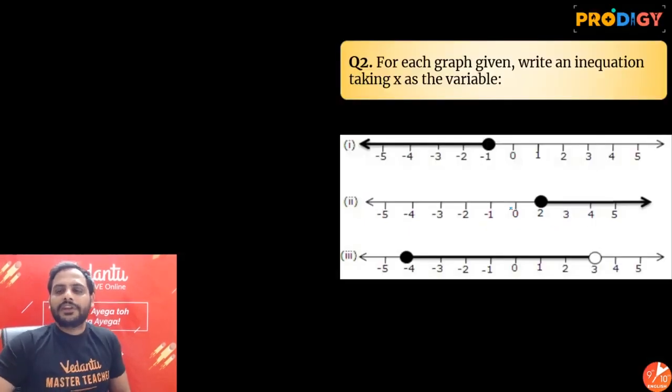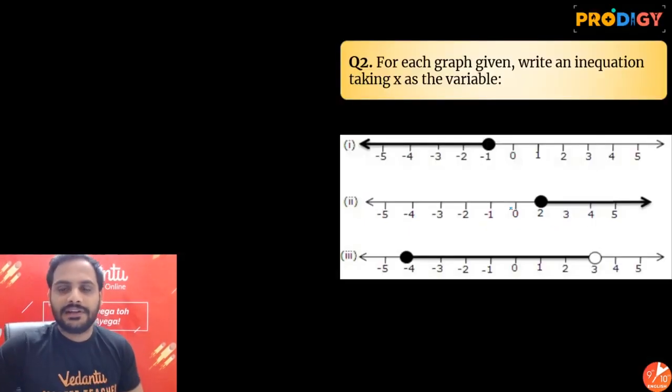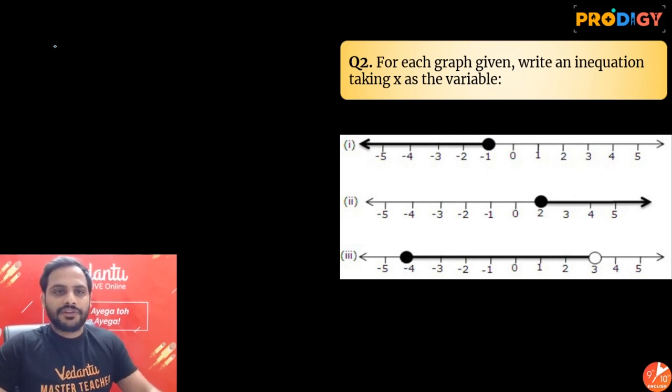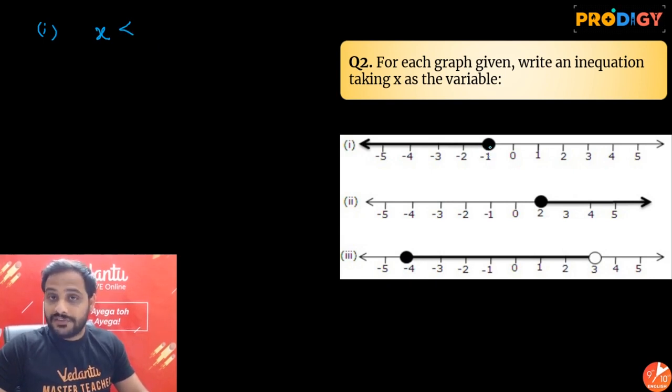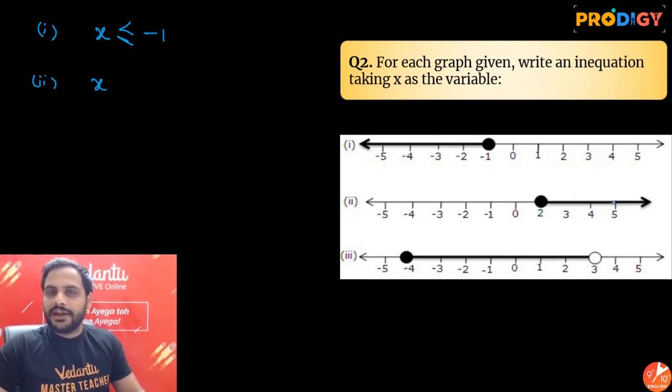Okay, next question. For each graph, write an inequation taking x as the variable. So for the first one, we are going towards left. That means values are decreasing. So x is less than. Minus 1 is a darkened circle, so minus 1 is included. So x is less than or equal to minus 1. Second one. At 2 we have a darkened circle, so 2 is included. And we are moving towards right, so greater than 2. So x is greater than or equal to 2.